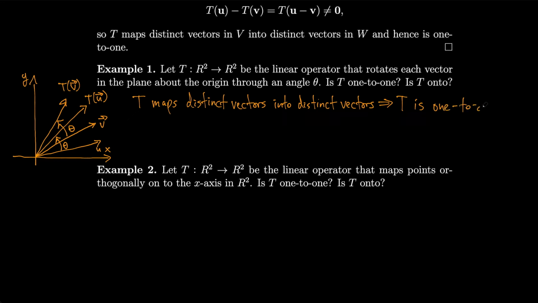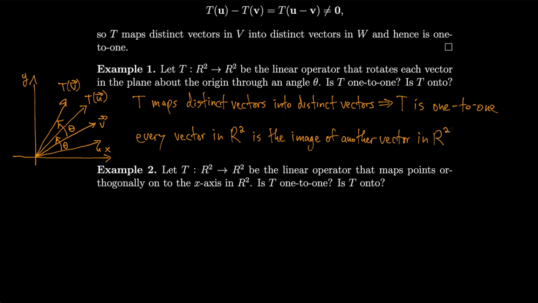Actually, a better way of saying it is if TU and TV are different, they must have come from different U's and different V's. Notice also that every vector here is one that we can get by rotating some other vector around. So every vector in R2 is the image of another vector in R2. So that means that T is onto.